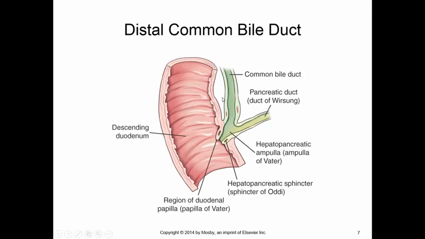Now the common bile duct descends, and you can abbreviate that CBD, by the way, common bile duct. It descends behind the superior portion of the duodenum and the head of the pancreas, and it enters into the descending portion of the duodenum.